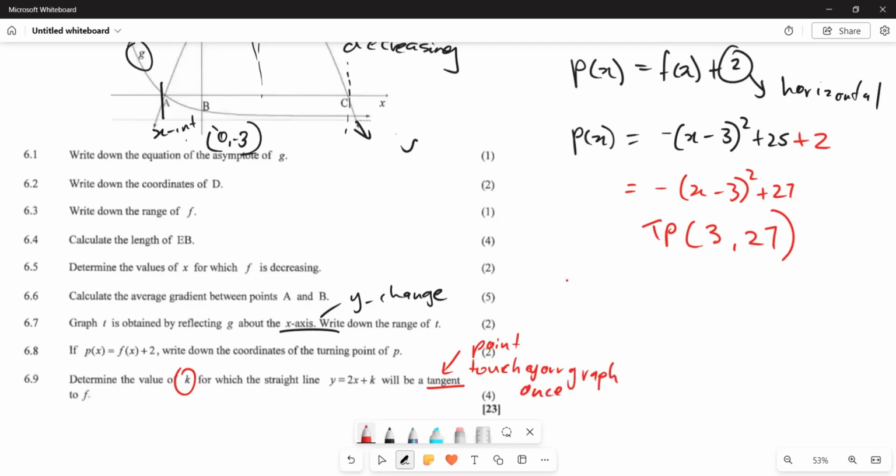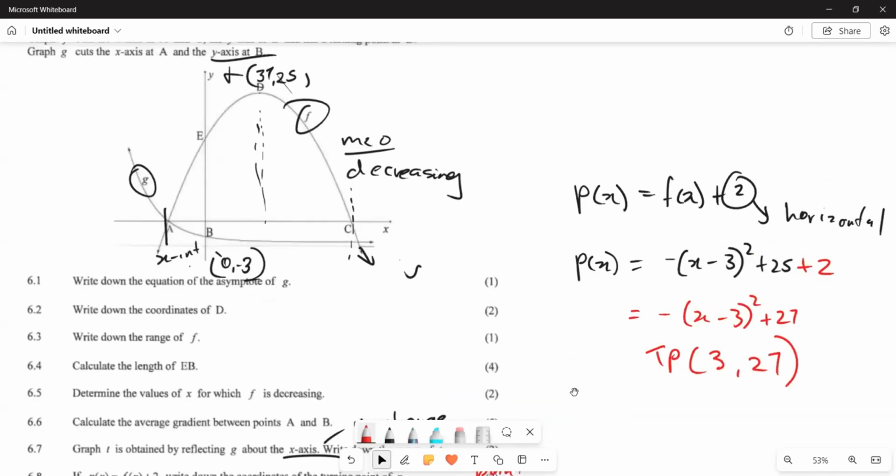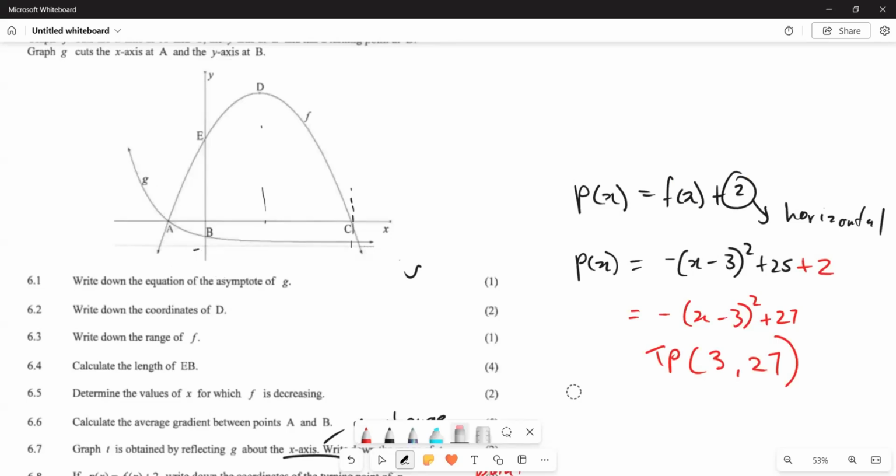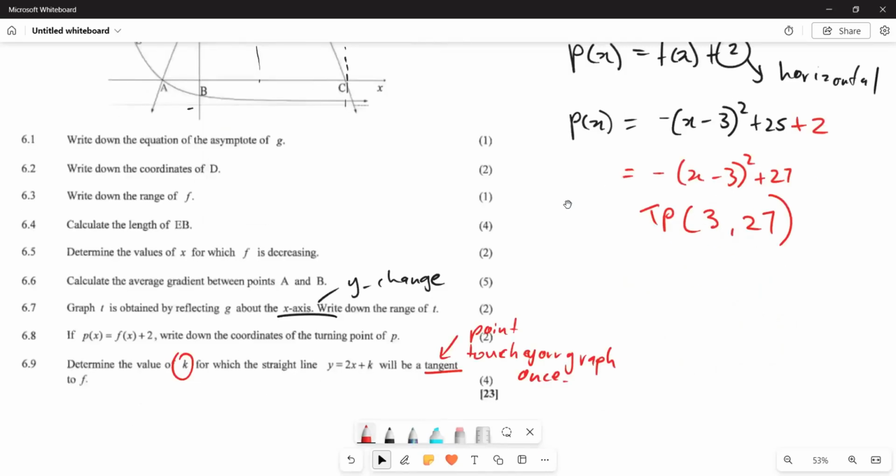So what does this basically mean, right? So if this is our parabola graph, the tangent, basically, either touches this graph on this side once, or it touches this graph once here. But now we can be guided here. What can guide us on this particular question? If you look at this, you are having 2x plus k.